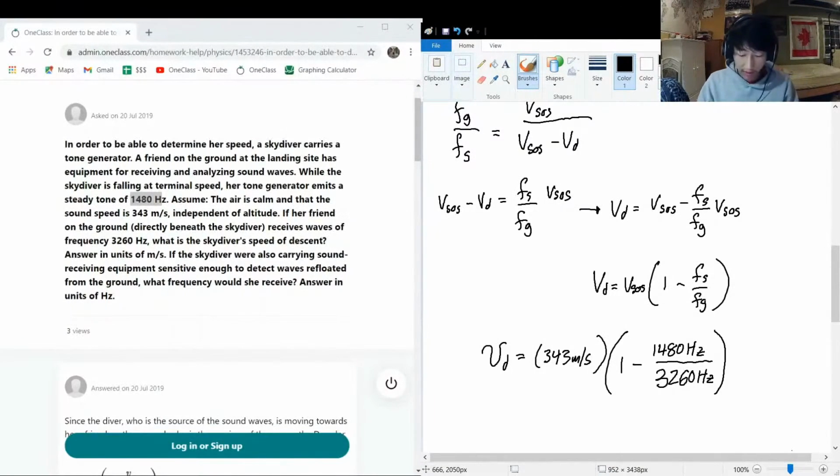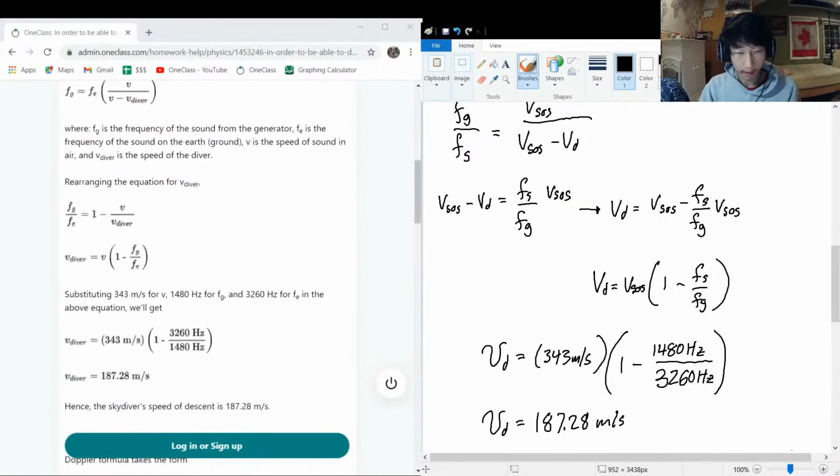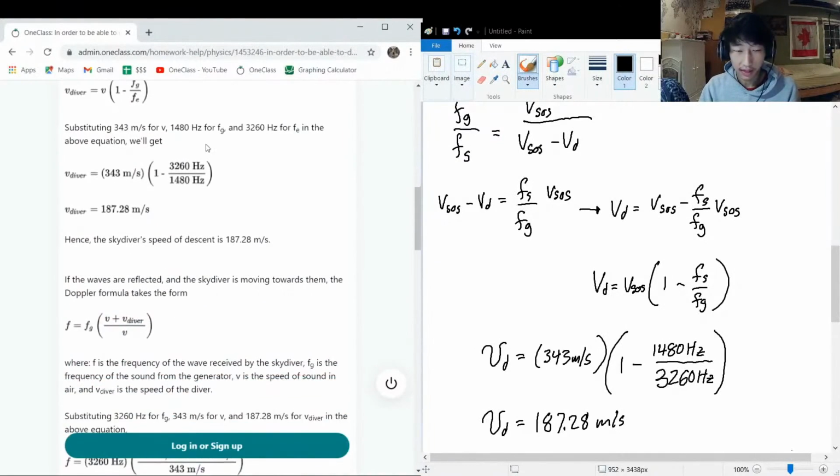Okay, now we send that through my calculator and we can see what we get. Cool, so the result that I calculated was VD is equal to 187.28 meters per second. Okay, seems like a reasonable calculation. It seems that the given solution here agrees with us, but this calculation is a little bit wonky, so we gotta watch out for that.